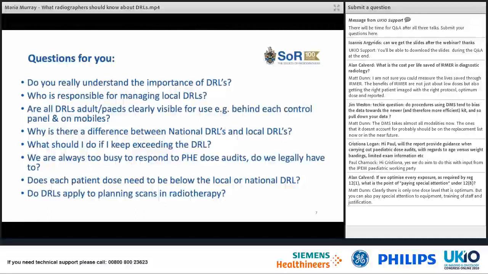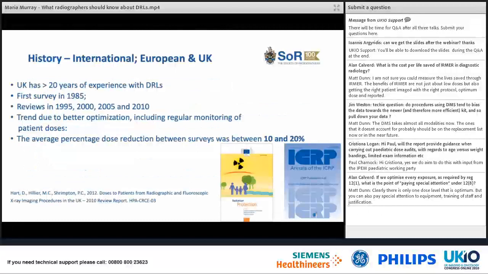I want to give you some background here about where DRLs first came from. So the United Kingdom has actually got a very good track record in measuring doses given to patients. We've got over 20 years of it, and the first survey nationally was done in 1985 with the then Health Protection Agency, which is now known as Public Health England. The link is at the bottom there from this report, which makes good reading. And then there were reviews done every 5 years. And what we found was that there was better optimization, and it included regular monitoring of patient doses. So that's a really good thing.